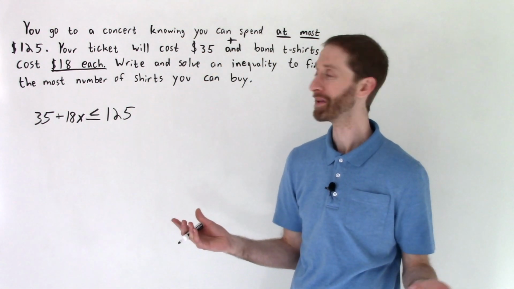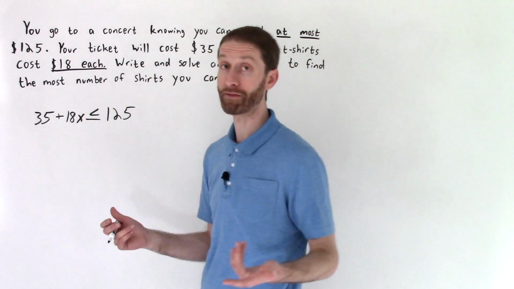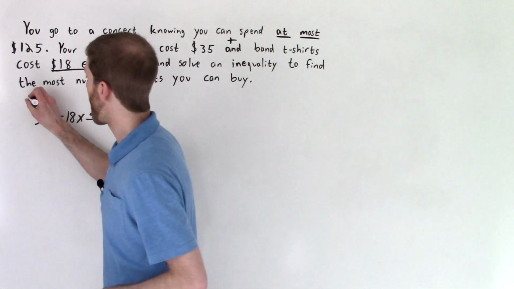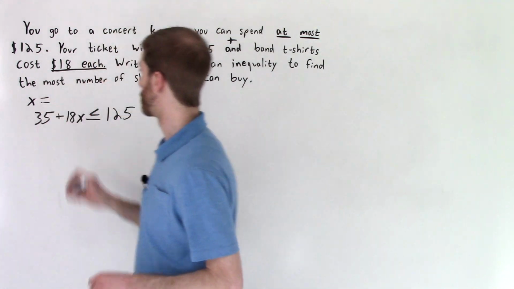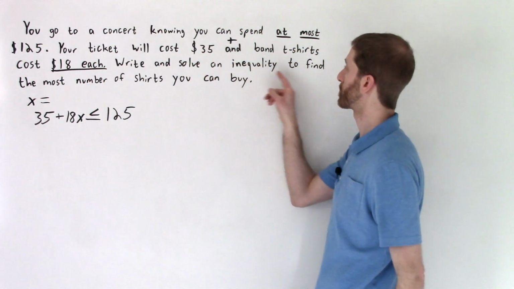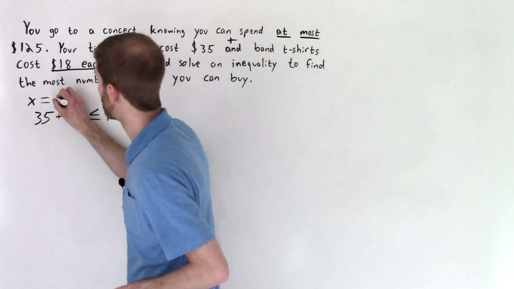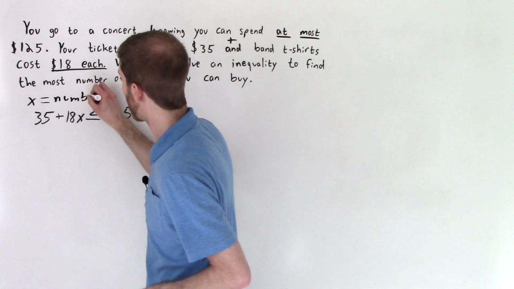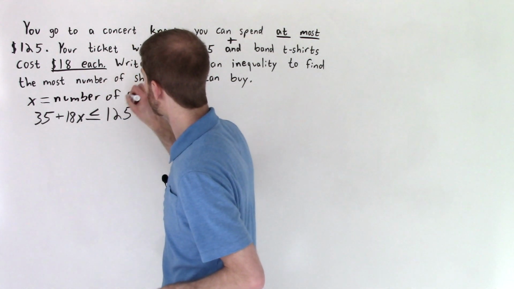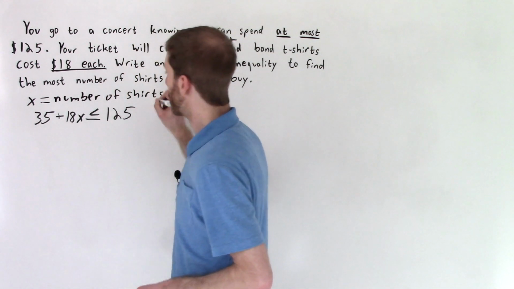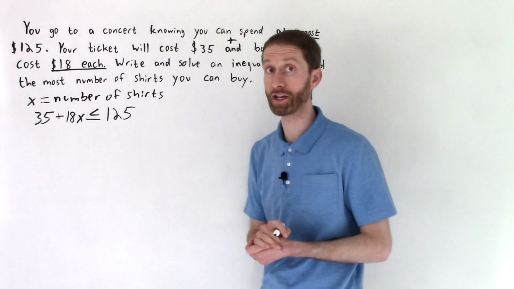It's beautiful. Now, the one thing I always do is define variables. So before we solve this, x will equal, and it's actually defined in the question here, it says write and solve an inequality to find the most number of shirts. So x is the number of shirts. So I'll just put number of shirts. Now from here, all we have to do is solve the inequality.